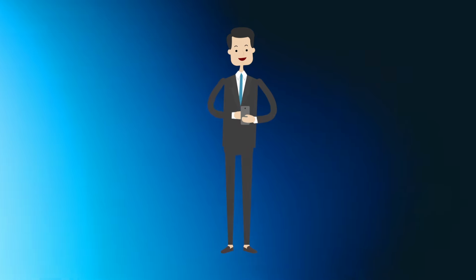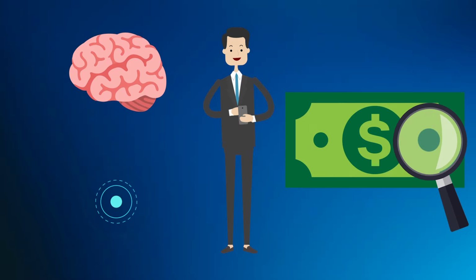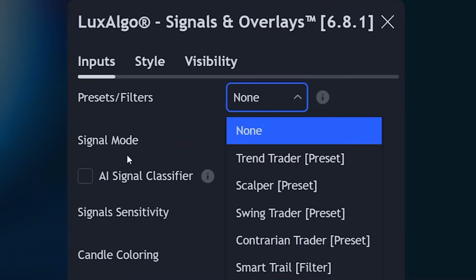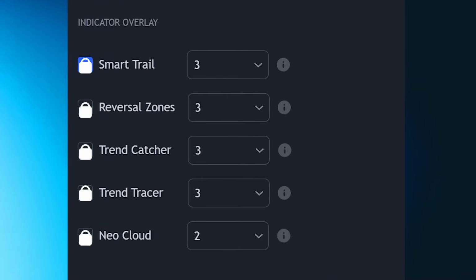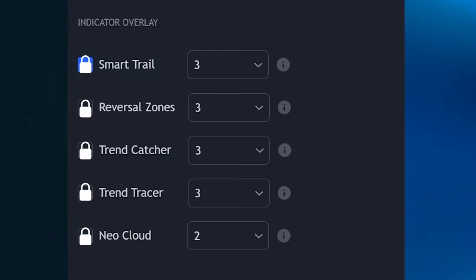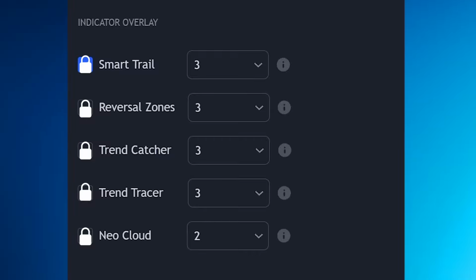Because here at LuxAlgo, we understand it's not just about making trading easier, it's about making it smarter, sharper, and more precise for everyone. Keep in mind that when using filters and presets, some other features within the indicator may become locked and unable to be changed. This is for simplicity and to prevent confusion.